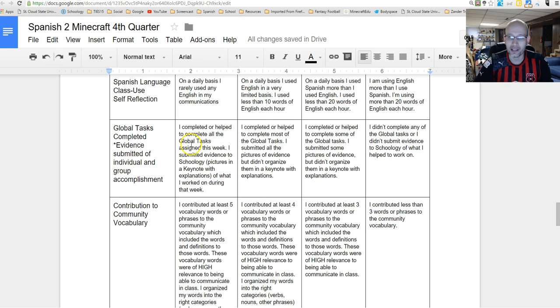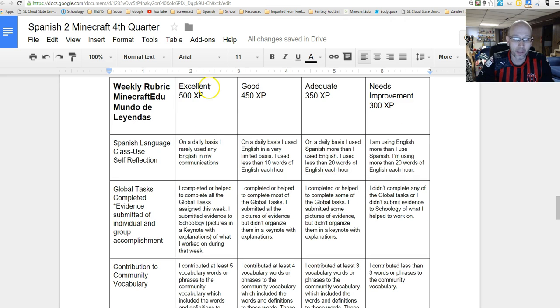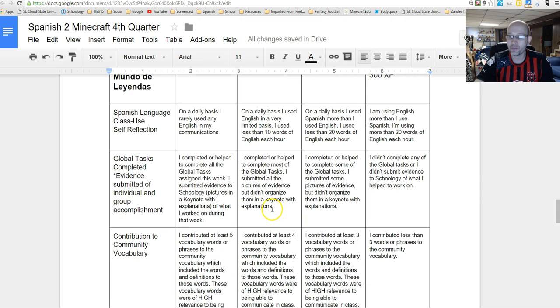But the global task, it says, the best or the excellent part of it would be, I completed or helped to complete all of the global tasks assigned this week, and I submitted evidence to Schoology. This is the important part. With pictures in a keynote with explanation. So you submit a picture, but then you explain, what is it that you worked on? What did you do? Okay? The explanation should be in Spanish, en español. Good would be, I completed or helped to complete most of the global tasks, and I submitted all the pictures of evidence, but I didn't organize them within a keynote or give explanations. And it goes all the way down to here.